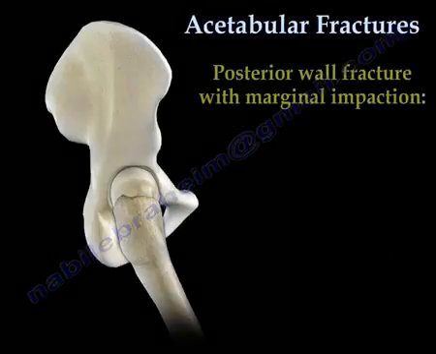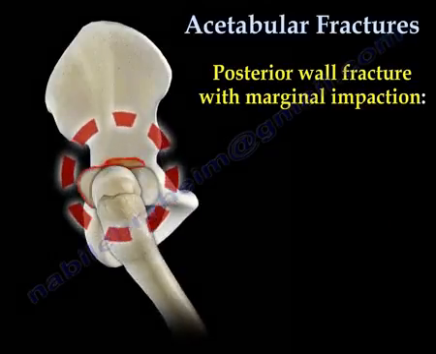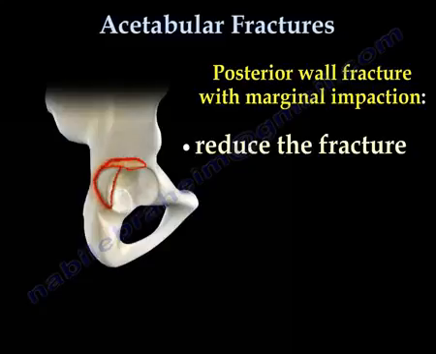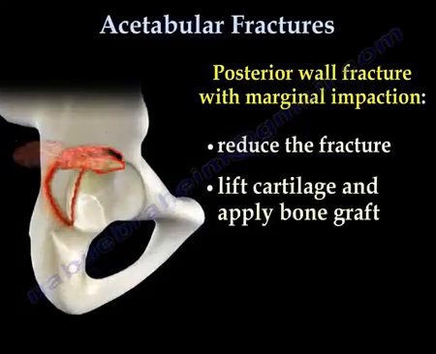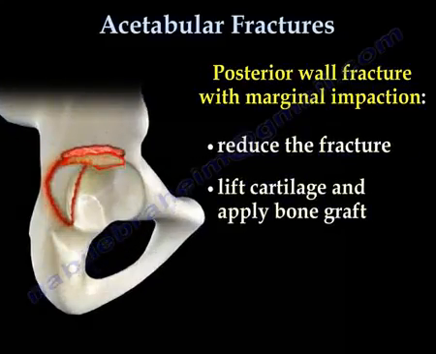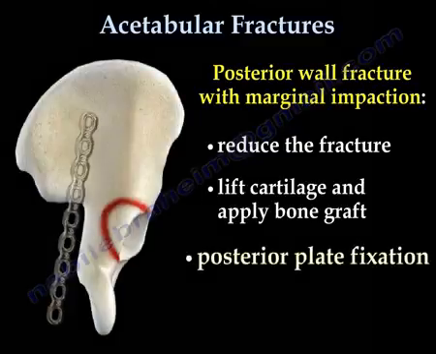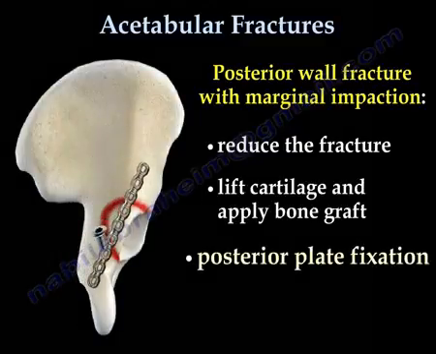Posterior wall fracture can have marginal impaction, where pieces of the cartilage are impacted inside the joint. Reduce the fracture, lift the cartilage up and apply bone graft behind it, and add the posterior plate fixation.